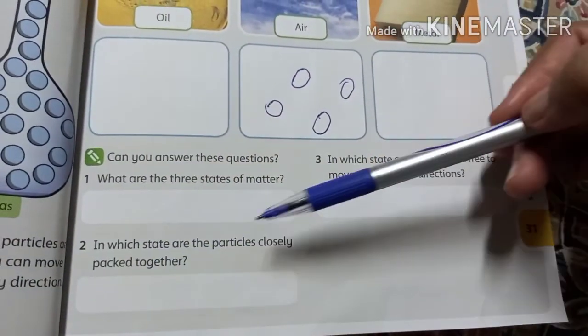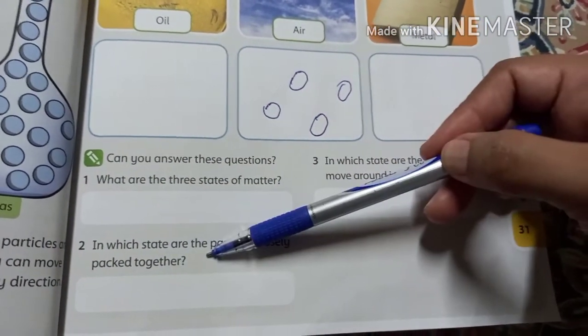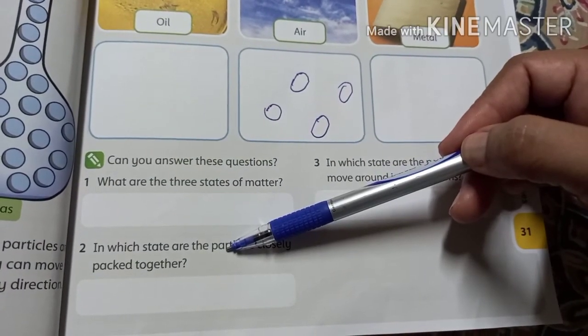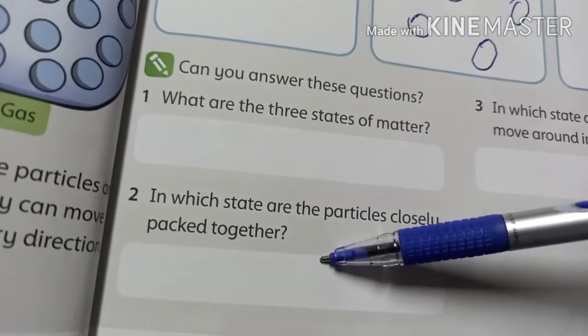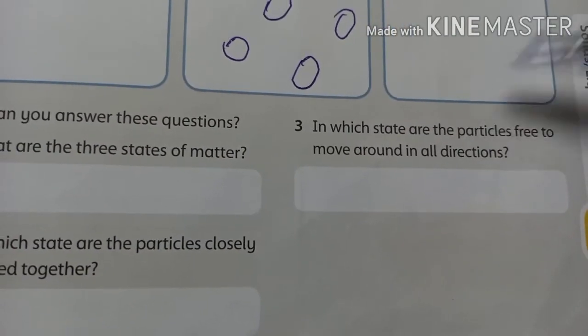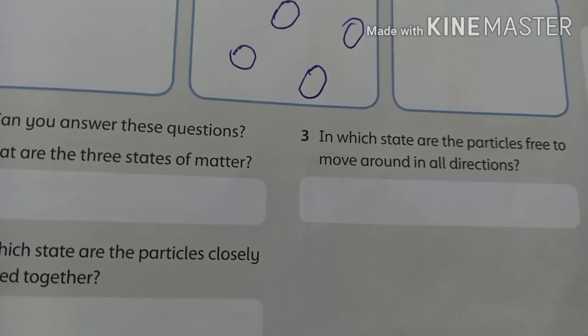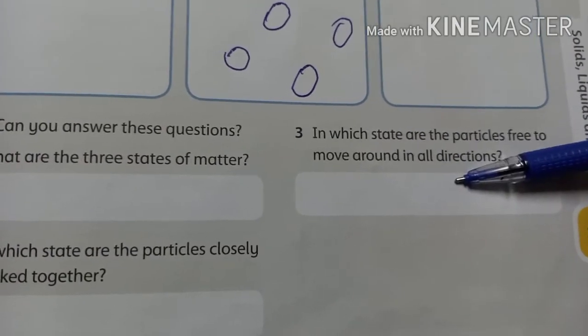In which state are the particles closely packed together? In which state of matter? The first one. These are the solids. In the solids, the particles are closely packed together. And come to the third one. In which state are the particles free to move around in all directions? In which state? In gas. So here its answer is the gas.